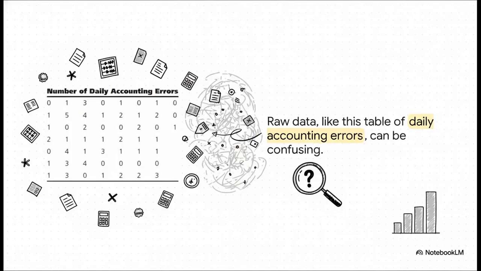Okay, let's look at a real-world example to make this stick. Here we have a table showing the number of accounting errors made each day. It's just a sea of numbers, isn't it? If I ask you to tell me what a typical day looks like just from this, you'd be guessing.